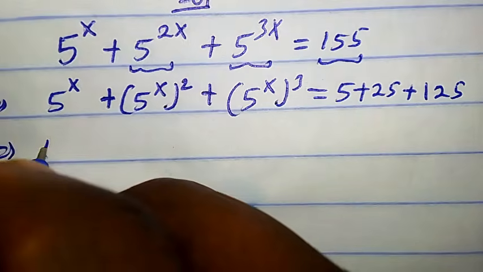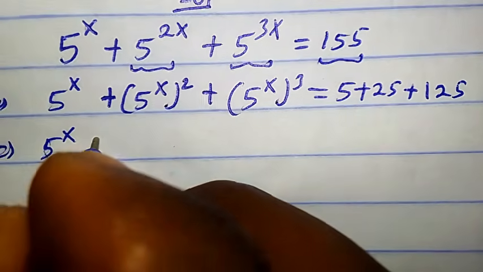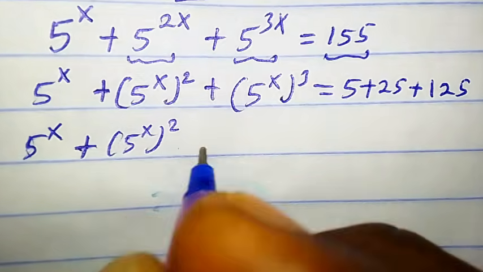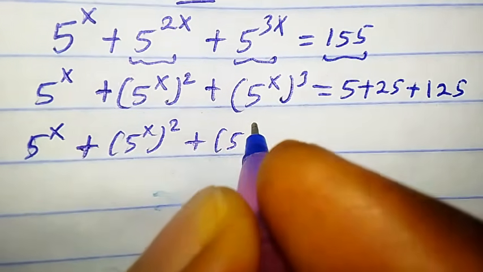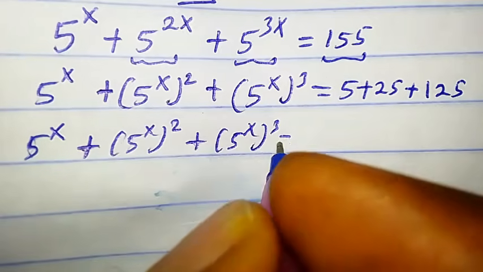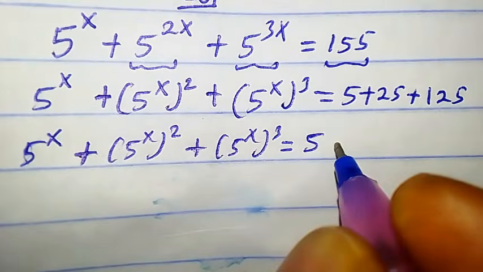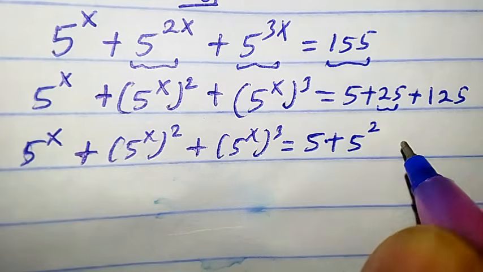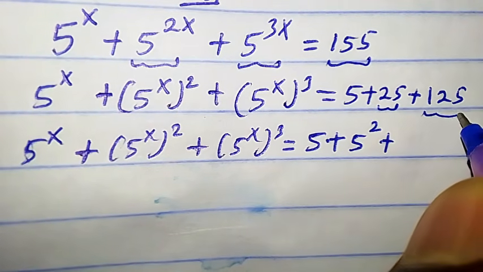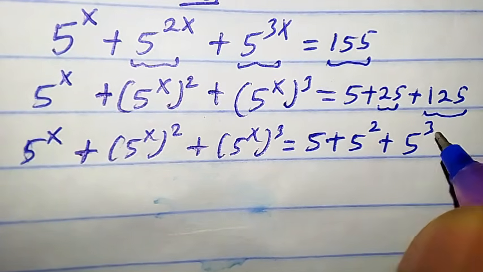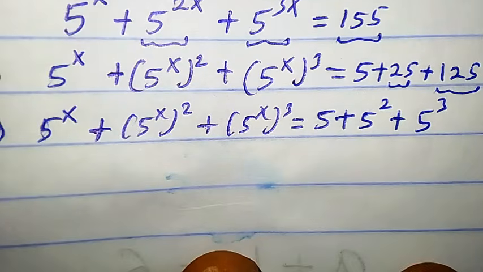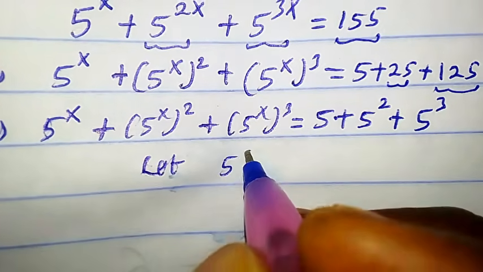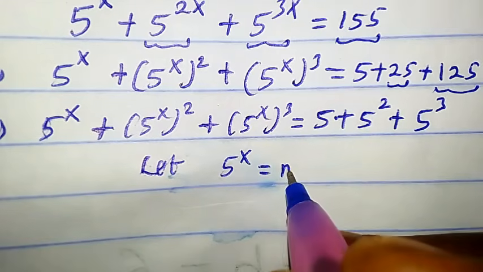Let's continue. 5 to the power of x plus 5 to the power of x times 2 plus 5 to the power of x times 3 equal to 5 plus 25 could be written as 5 square plus 125 could be written as 5 to the power of 3. Let's proceed further. Now, let's suppose 5 to the power of x is equal to m.